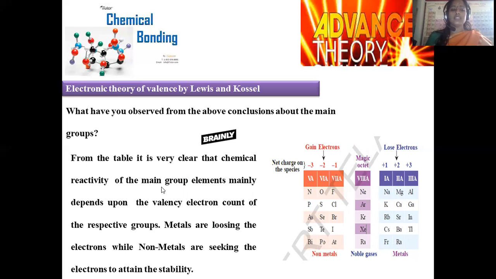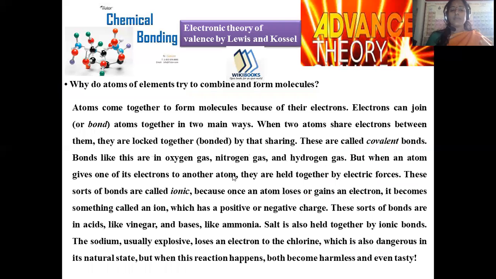From the table, it is very clear that chemical reactivity of main group elements mainly depends upon the valency electron count with the respective groups. Based on their group position, their valency electrons will be assigned, and based on the valency electron, their nature will depend. Electropositivity or negativity purely depends upon the number of valency electrons present in that. Metals are losing electrons while non-metals are seeking electrons to attain the stability. These are the general trends in the modern periodic table, and ultimately they used to achieve octet by this Lewis and Kossel in terms of electronic theory of valency.